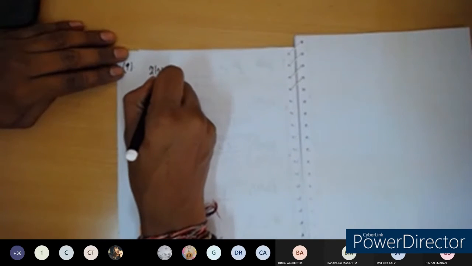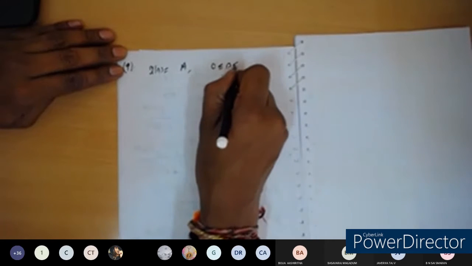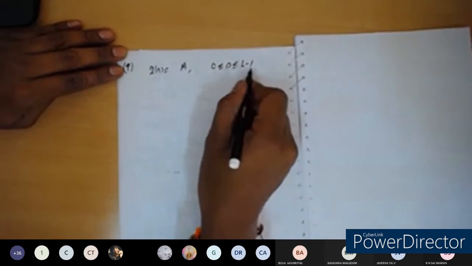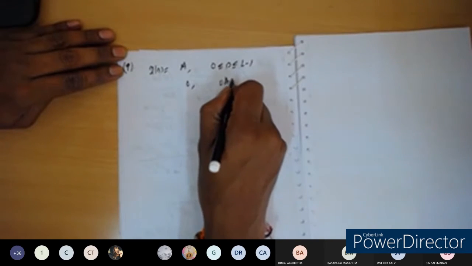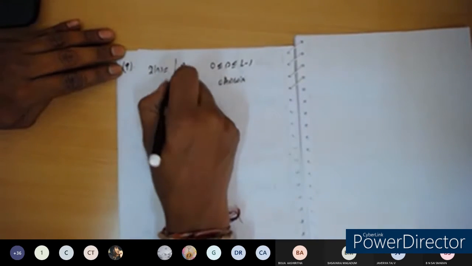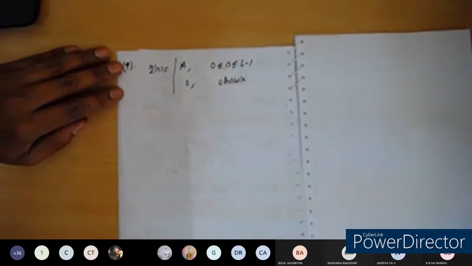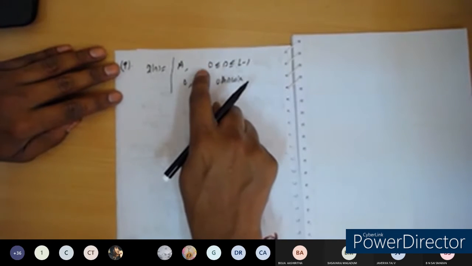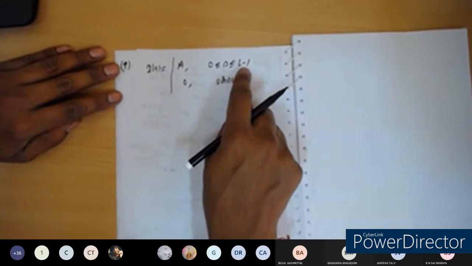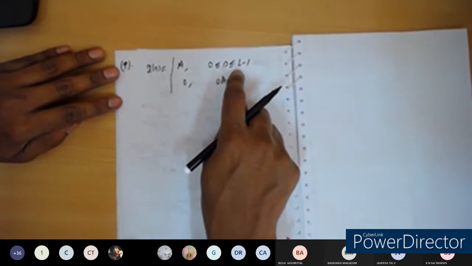Take the next problem. X of n is equal to a for 0 less than or equal to n less than or equal to L minus 1, and 0 otherwise. So far we have seen the DTFT of infinite duration sequences. Now let us see the DTFT of a finite duration sequence. Here the value of n can take values from 0 to L minus 1. So let us evaluate that one.